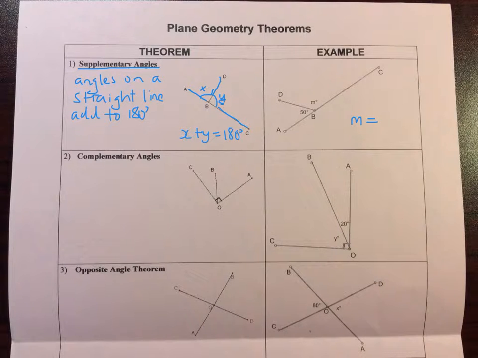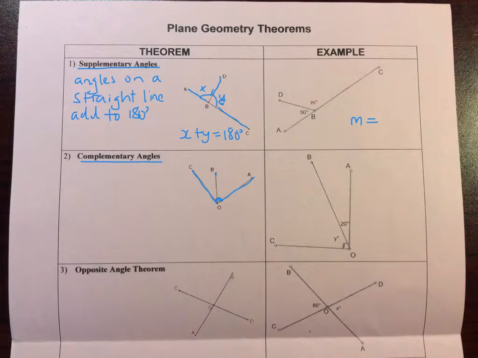Our second theorem that we should know is what complementary angles are. Complementary angles are just angles that add together to create 90 degrees. In this corner here, we've got the little square, and that little square is indicating that C to O to A makes a 90-degree angle.